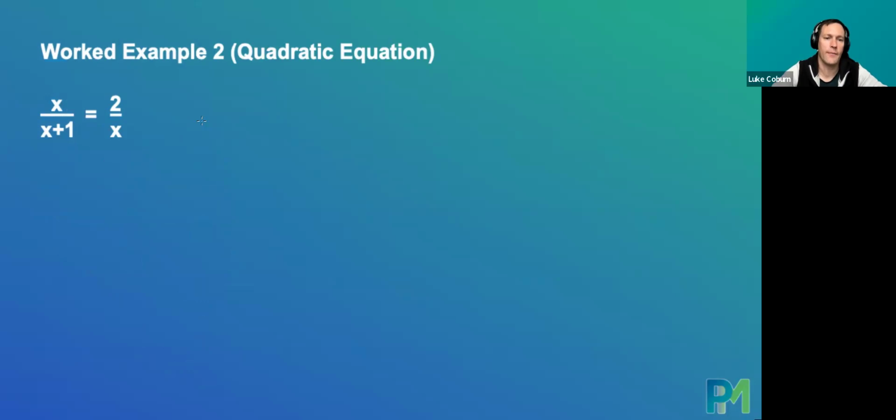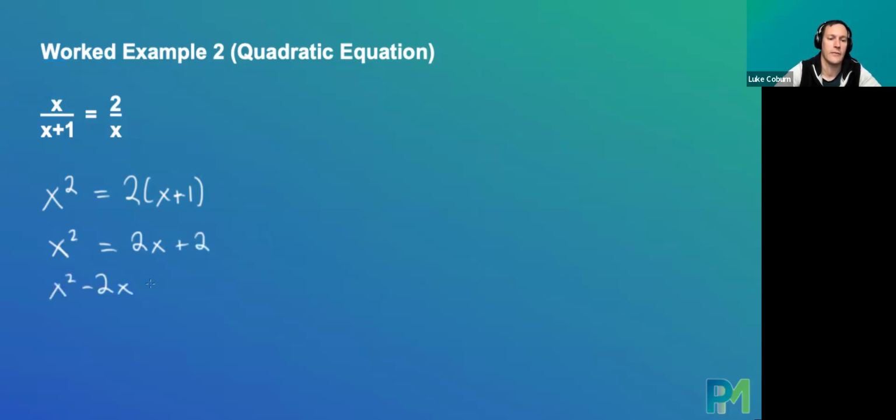Okay, so let's have a look at this example here. This time we don't only have a denominator on the left-hand side, we have a denominator on the right side. So we have a fraction on both sides. What we're going to do now is multiply. So this will be x squared equal to 2 times x plus 1. This will be x squared equal to 2x plus 2. This will be x squared minus 2x minus 2 equal to 0.